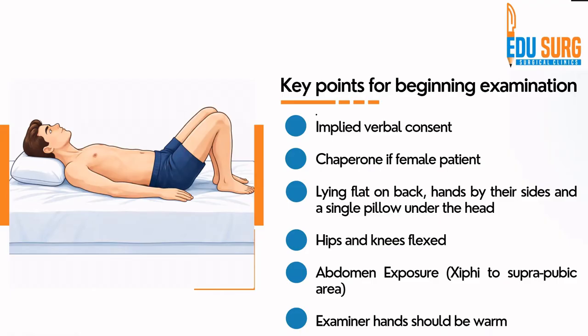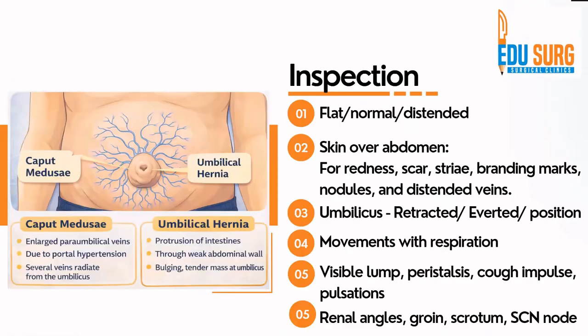The exposure is advised from xiphisternum to suprapubic area. The groins and the private areas are to be exposed when you want to examine them. The examiner's hands should be warm before you start examining. Remember that whenever you are doing any steps of examination, keep talking to the patient so that voluntary findings can be removed from your examination. So when you are talking to the patient, keep the patient relaxed. Your palpatory findings will be different from when the patient is anxious, the abdomen is rigid, and you may feel that this rigidity is due to a disease.